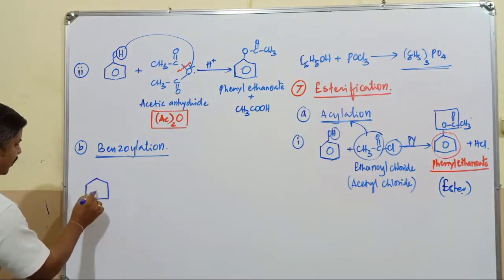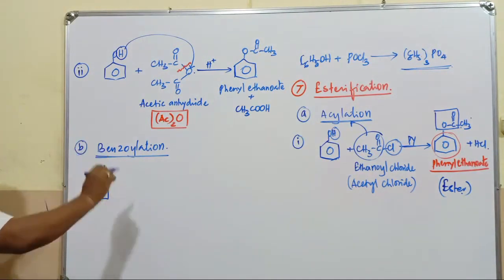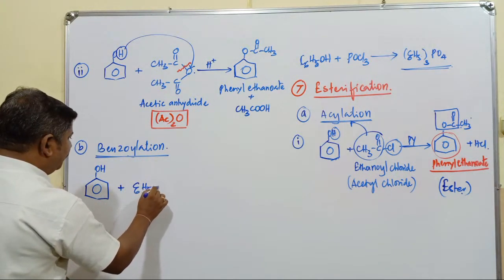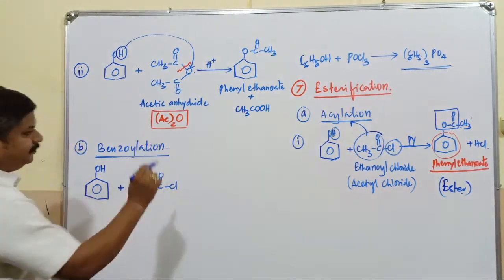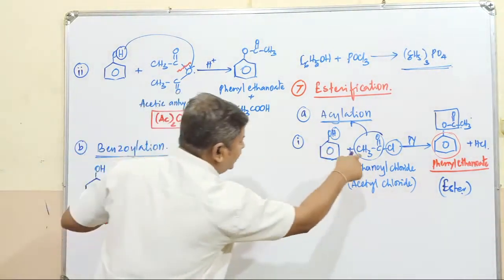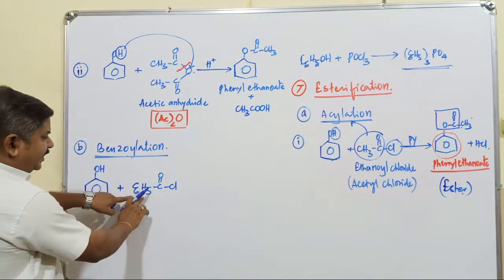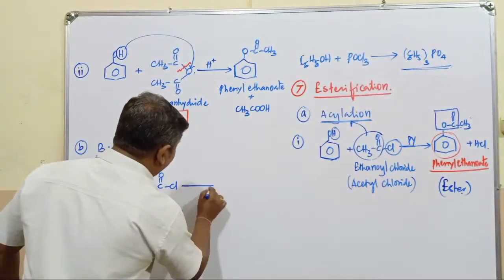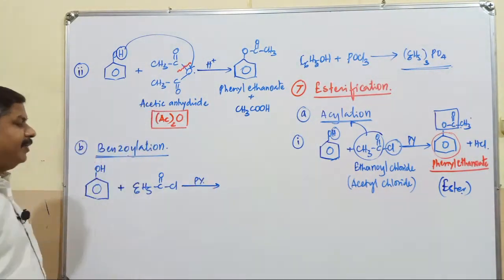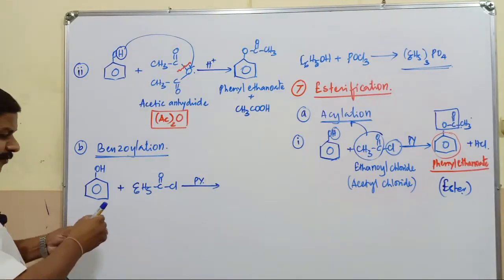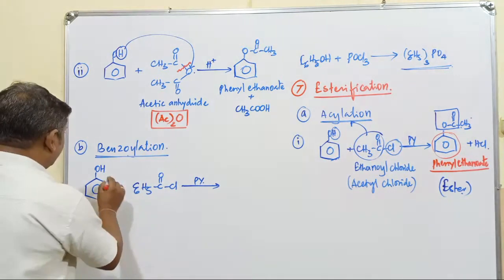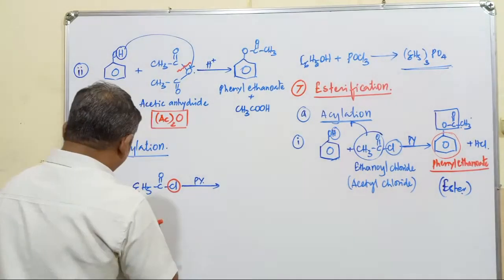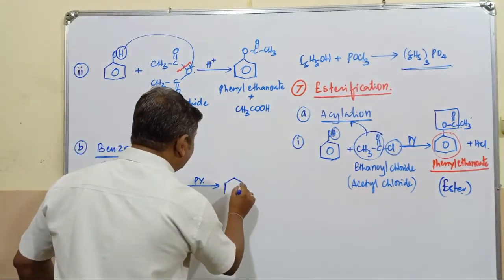You see here, this is a normal phenolic compound, OH is there. When this compound is treated with C6H5 C double bond OCl, this compound and the earlier compound are almost the same, but here the C6H5 group is present, whereas there the methyl group was present. In presence of what? Pyridine. What happens here? The same type of mechanism is applicable here also. This H combines with this Cl. When Cl and H combine together, what's the product here?